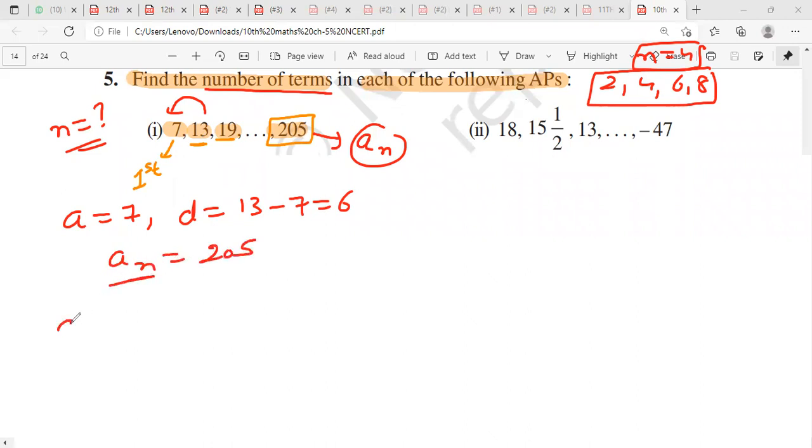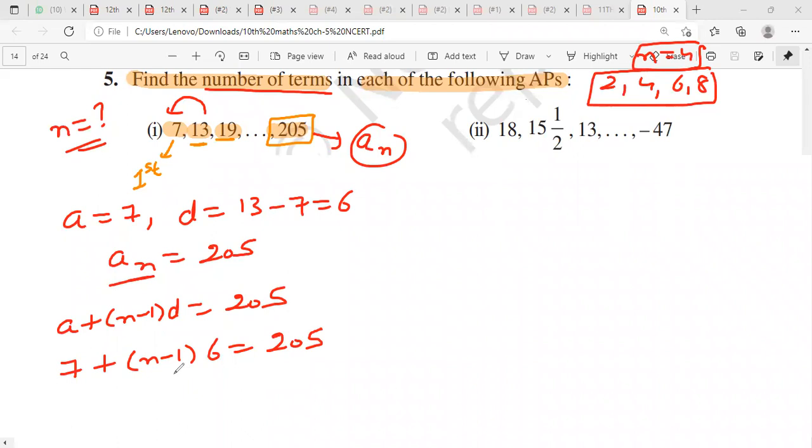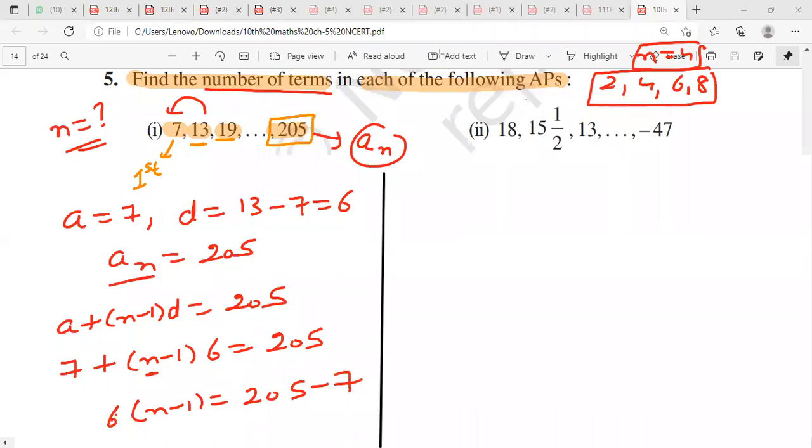And value of an is equal to a plus n minus 1 into d, that is it is equal to 205. Value of a that is 7, plus n minus 1, value of d that is 6, equal to 205. We have to find this value. Now 6 into n minus 1 is equal to 205 minus 7. So 6 within bracket n minus 1, 205 minus 7, it is equal to 198.